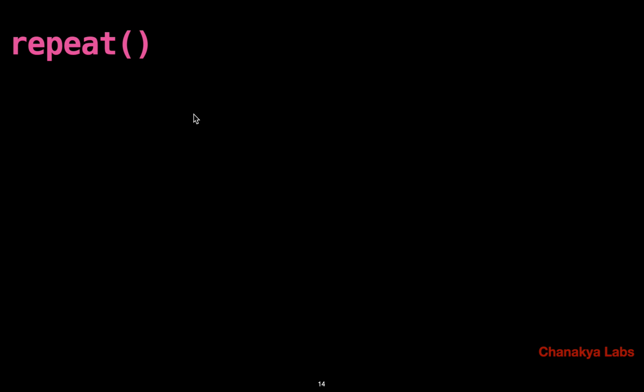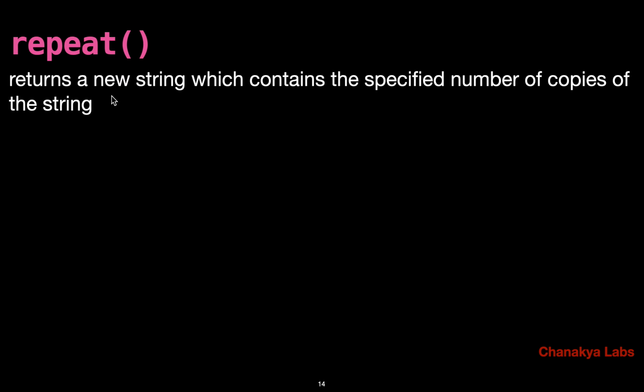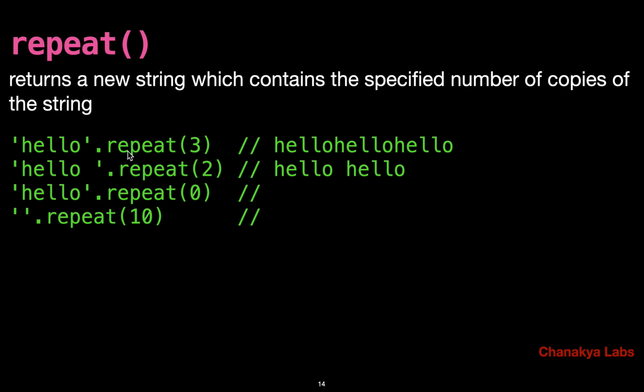Next, let's see repeat. It is a fairly simple method which simply concatenates the instances of the same string that many times, whatever you provide. So for example, if I write hello repeat 3, it is hello hello hello. Okay, so hello space repeat 2, then this is hello space. So the whole string is hello space, there is a space also at the end.